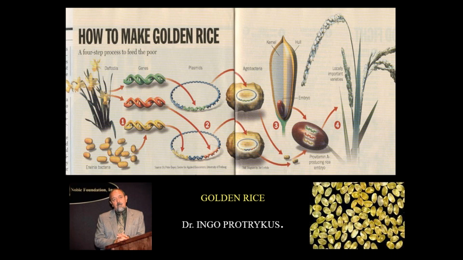Three different enzymes were required, and two were taken from the daffodil, whereas the third enzyme was taken from Erwinia. The gene for the enzyme was taken from Erwinia bacteria, and two genes were isolated from the flower daffodil. All these three genes were inserted into the rice, and the rice plant expressed the beta carotene. So let us see how it was actually done.